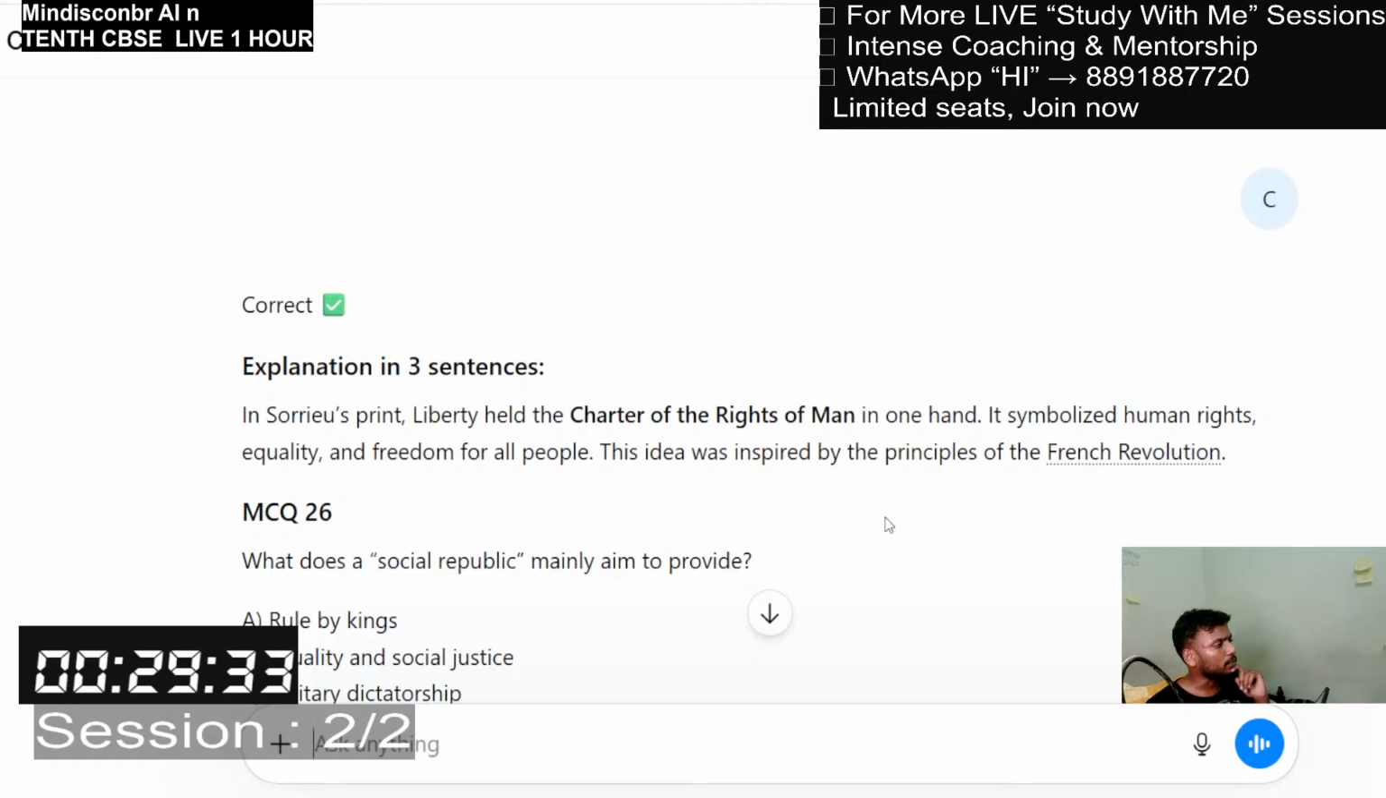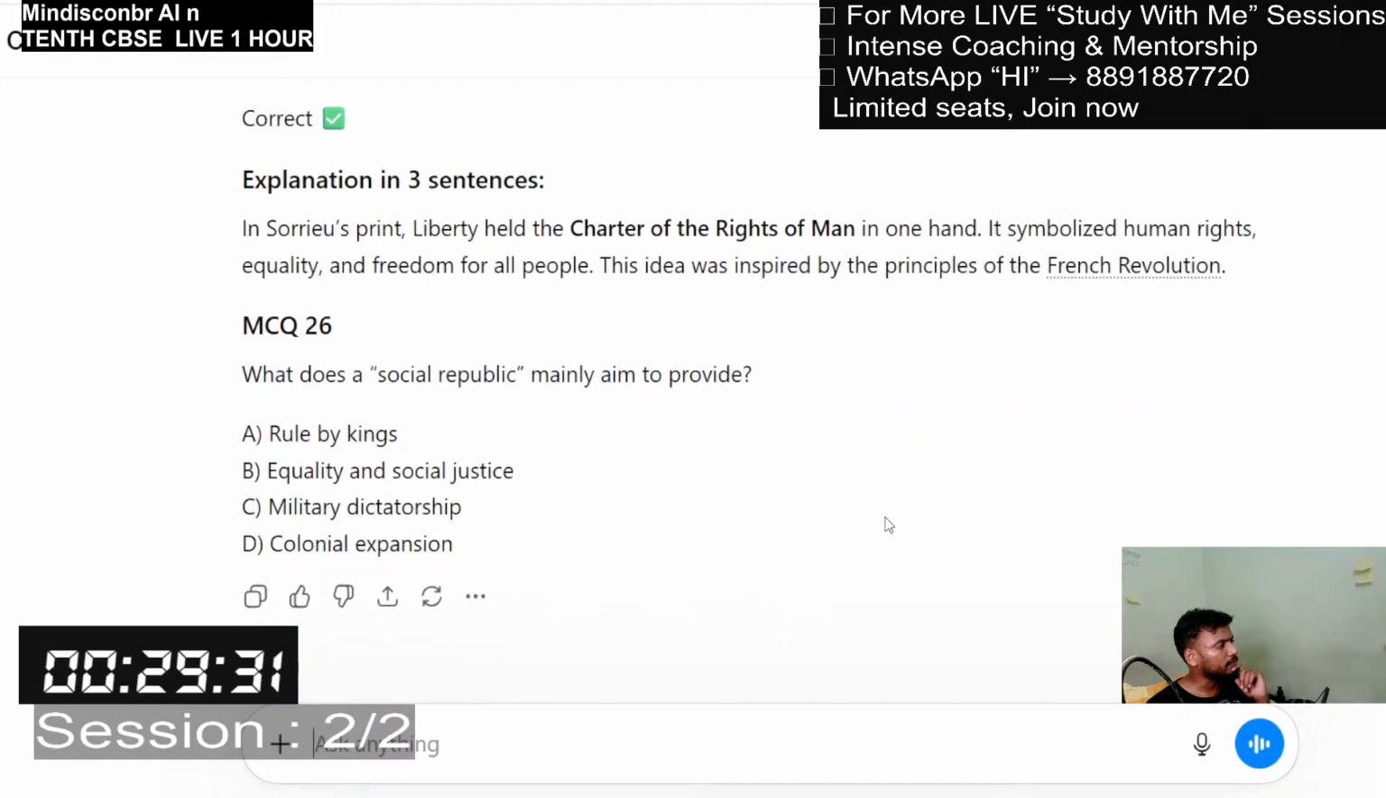What does a social republic mainly aim to provide? Rule by kings, equality and social justice, military dictatorship, colonial expansion. Equality and social justice.